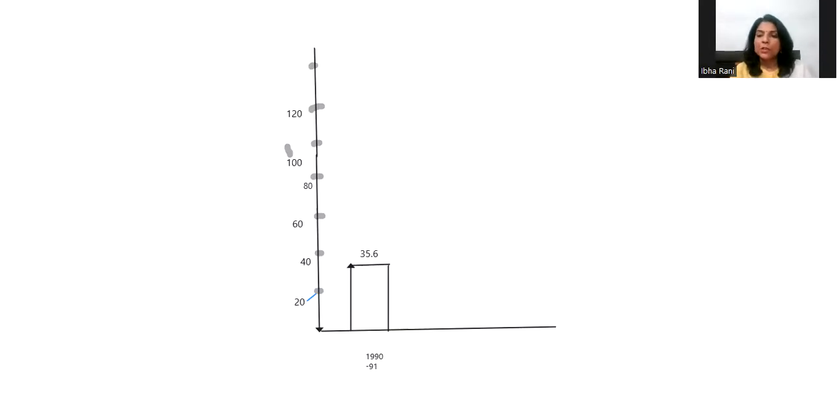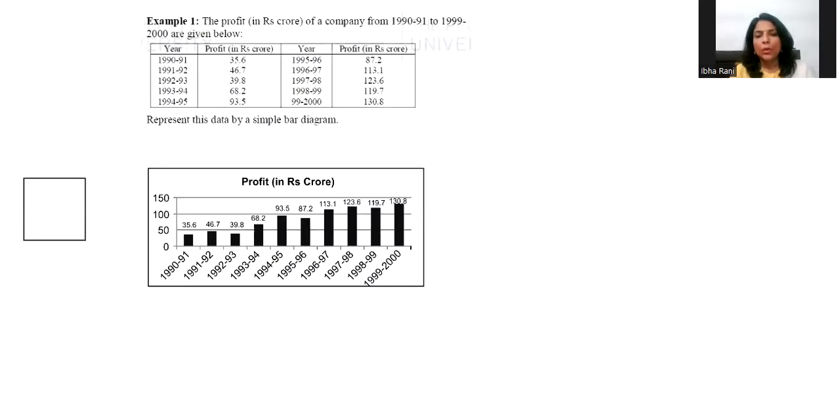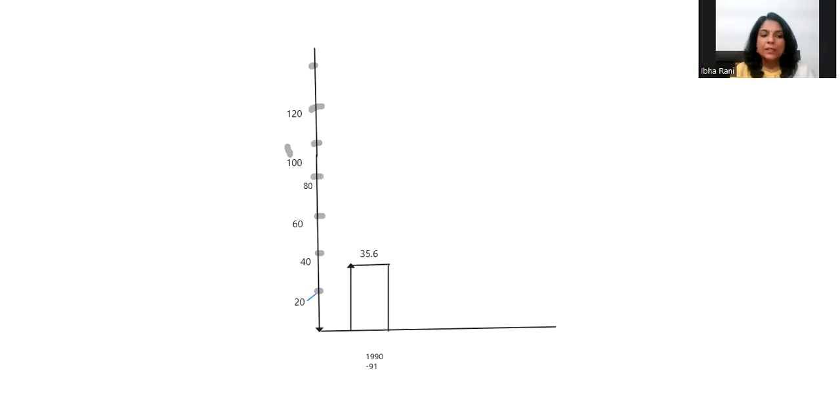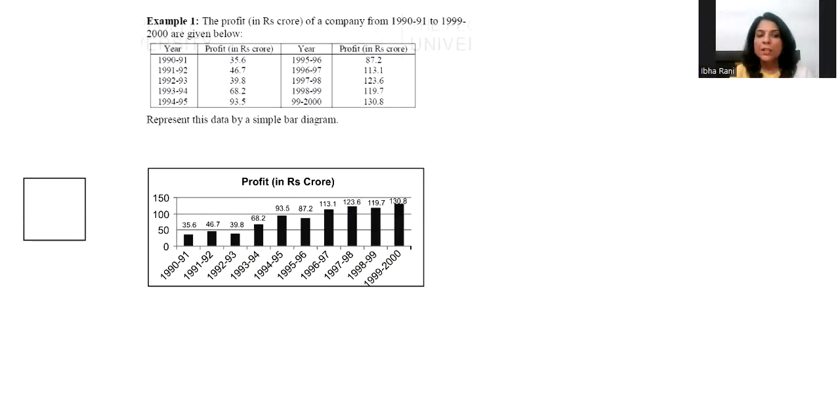You can take 50 also, or 0 to 100, 200, 300. Based on the type of data, you have to decide it. There is no hard and fast rule, but when you are depicting the data, there should be at least 5 or 6 columns. That is what you have to keep in mind when you draw the simple bar diagram. Here, as the minimum is 35.6, I have taken it from 0 to 20. But in this one, they have taken directly 0 to 50, 50 to 100 and 150. That also you can take.